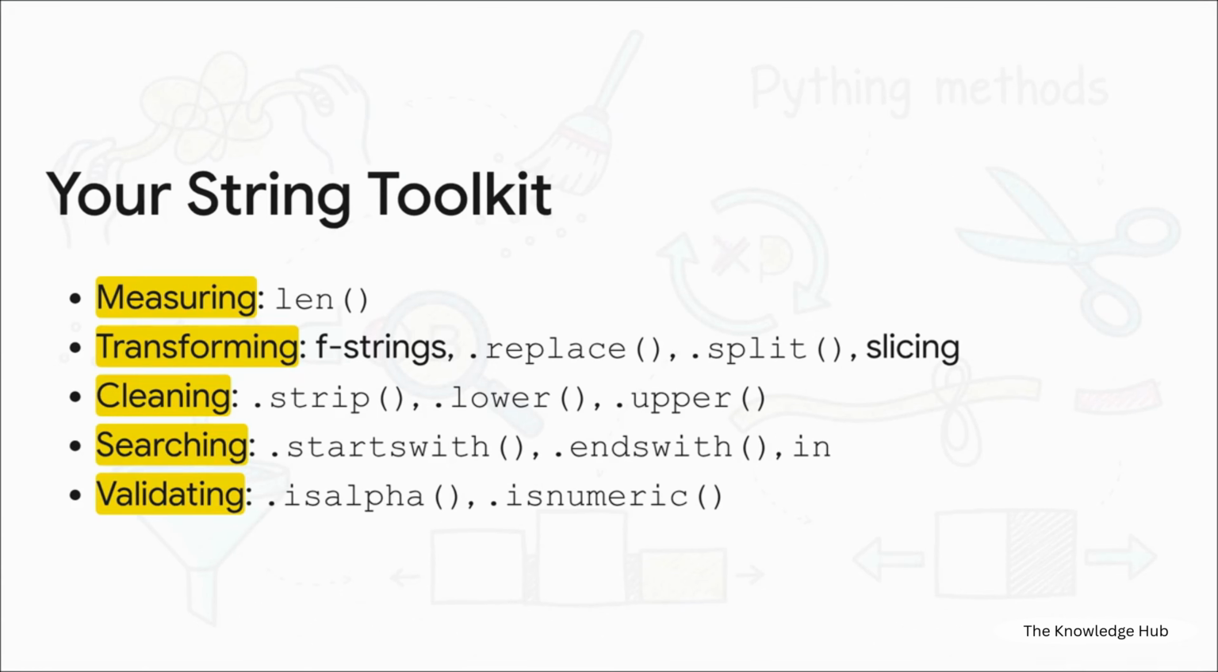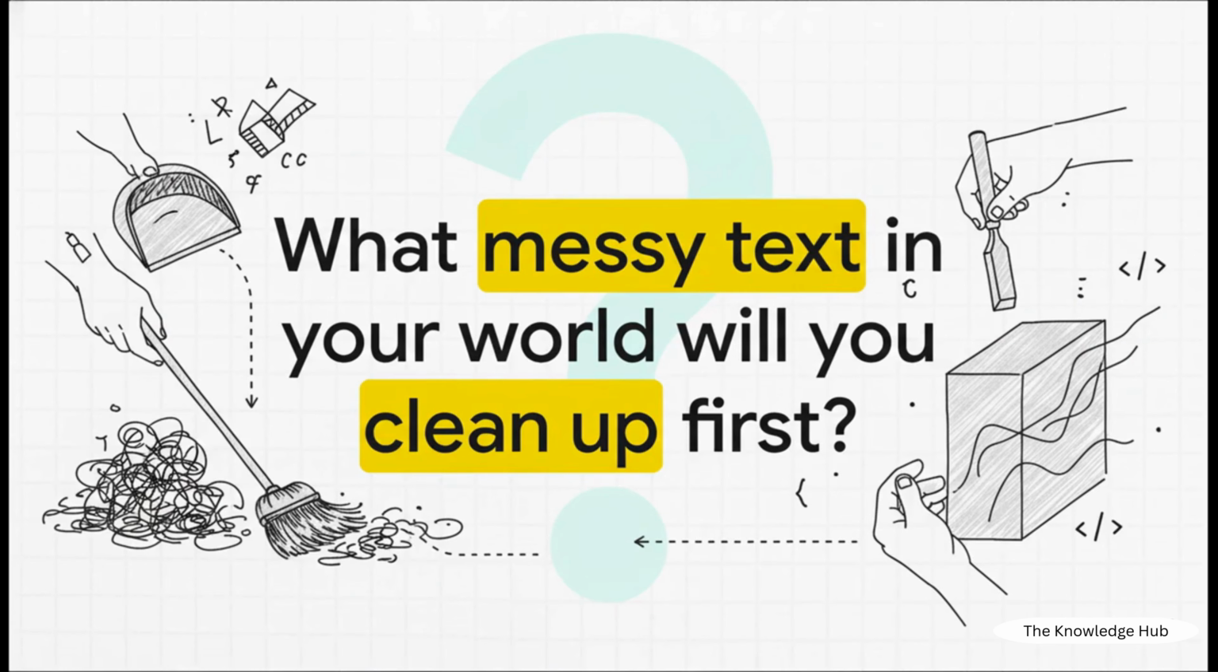So here's the big takeaway. You are now equipped with a complete, powerful toolkit. You have tools to measure, to transform, to clean, to search, and to validate pretty much any text data you could ever encounter, no matter how messy it starts out. Because at the end of the day, this toolkit does more than just clean data. It transforms you from a data janitor just sweeping up messes into a data artist, ready to shape and mold raw text into valuable, actionable insights.